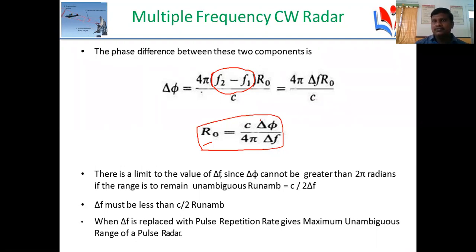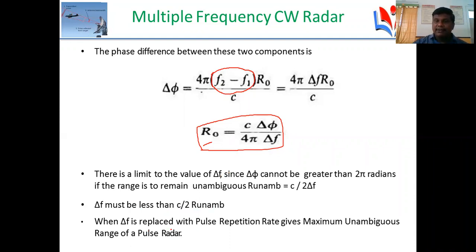If it is 0, there is nothing there; we can take it that the target is within the radar itself. So delta phi is fixed from 0 to 2 pi, and based on that, it also has a finite value. So we can find this R0 based on these points. And delta F must not be less than c by 2 times the unambiguous range. That is one more condition.